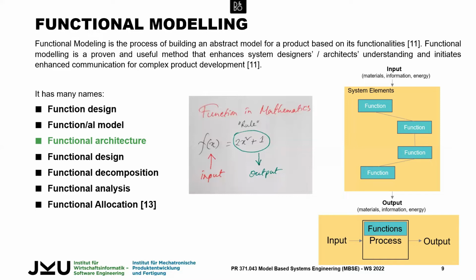So normally in the functional design, you will have input, and normally the most common input elements are materials, information, and energy. And there you will have several functions, and those functions have to somehow have an effect on other functions. So this is the way you will design your functions, and you will have your desired outcome. There you will also get the materials, information, and energy.